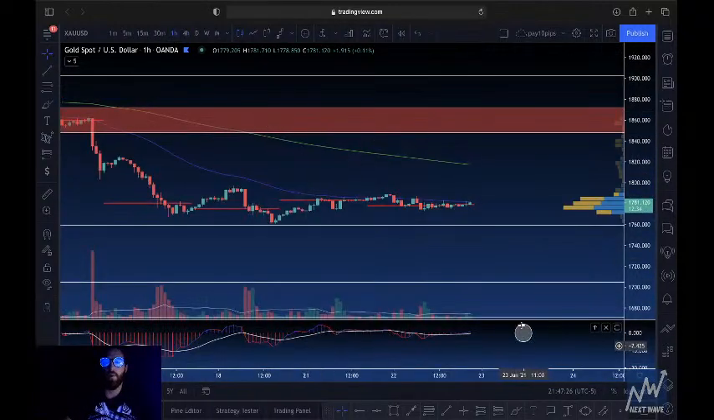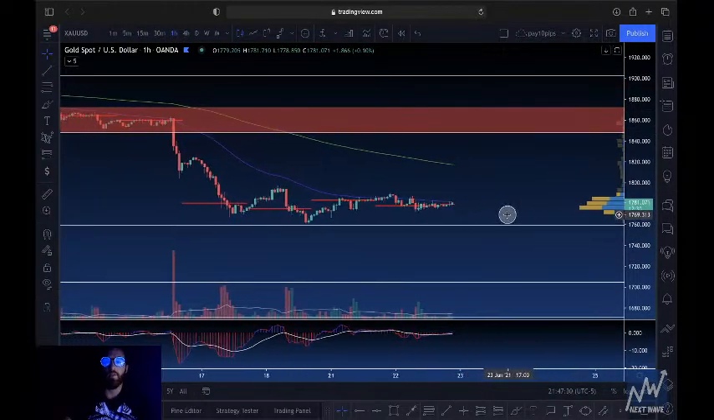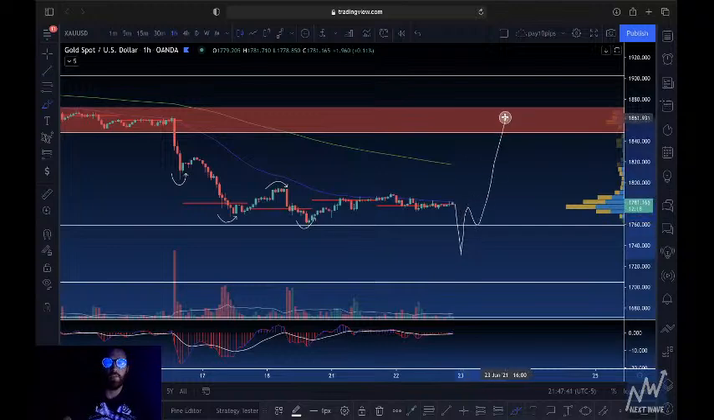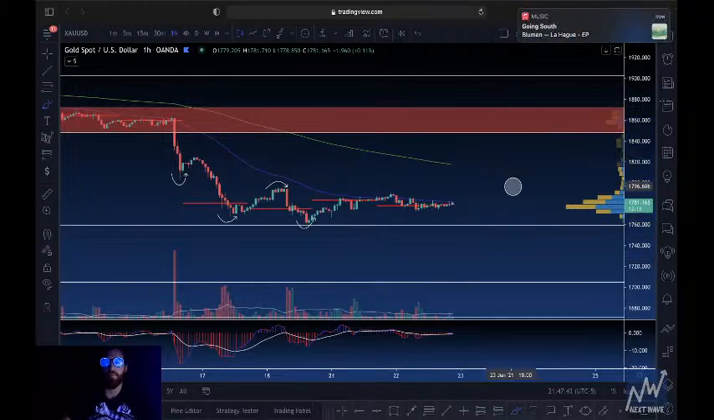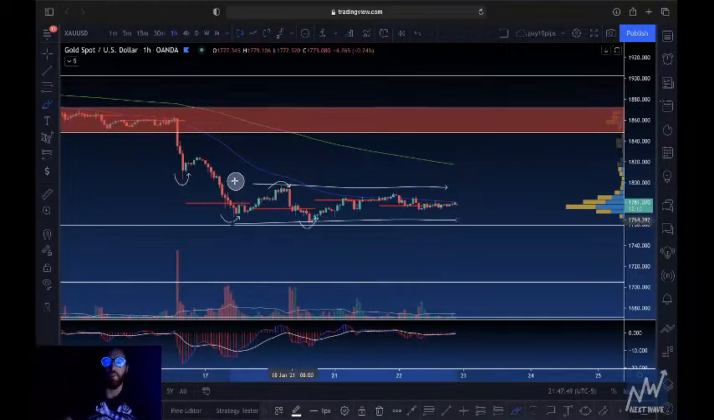On the 1 hour, right, it's pretty sideways. I do see the possibility of a little Wyckoff going on right here. So if it sinks down tomorrow like this and then comes back up, look for this to make a move to the upside. That's all I got to say about gold because it's so sideways. Other than the Wyckoff setup, it's not really doing much.